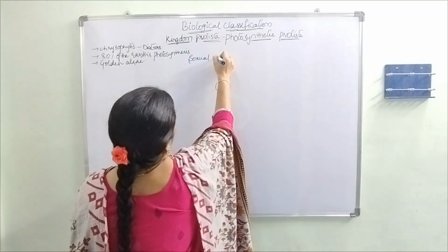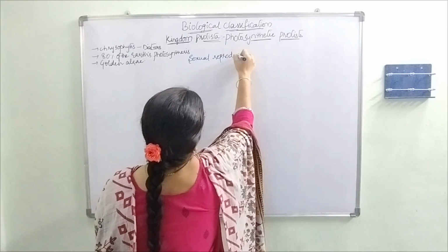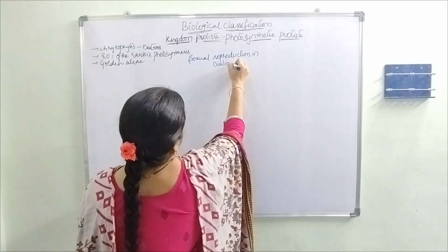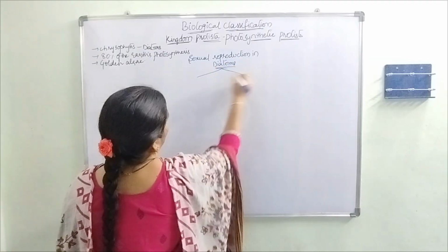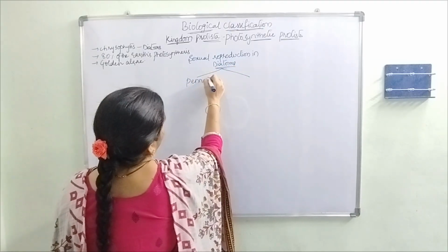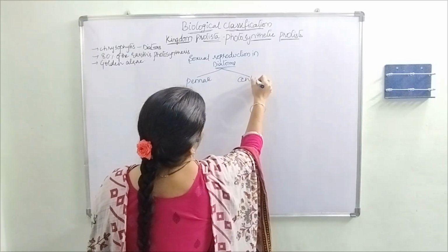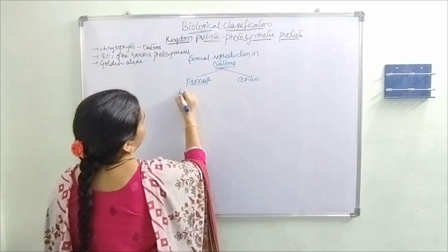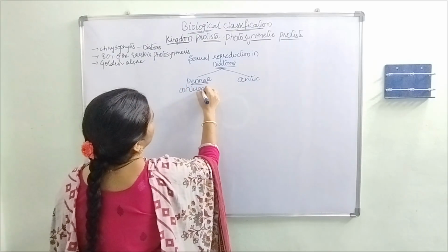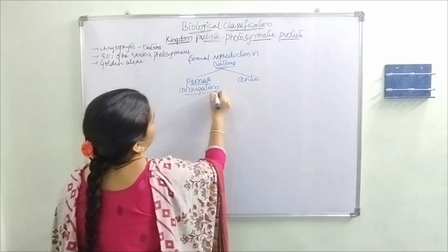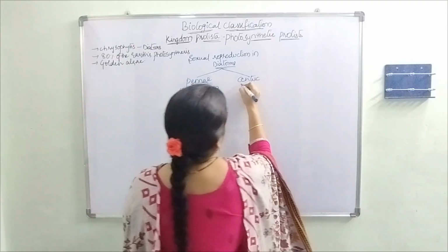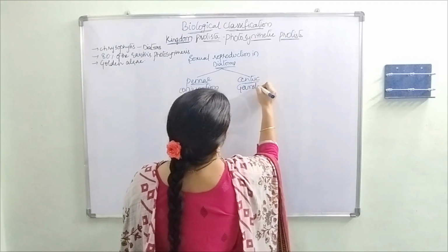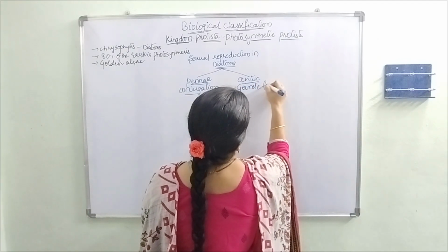Sexual reproduction in diatoms. There are two types of diatoms: pennate and centric. In pennate diatoms, sexual reproduction occurs by a process called conjugation. And in centric diatoms, sexual reproduction occurs by gamete formation.